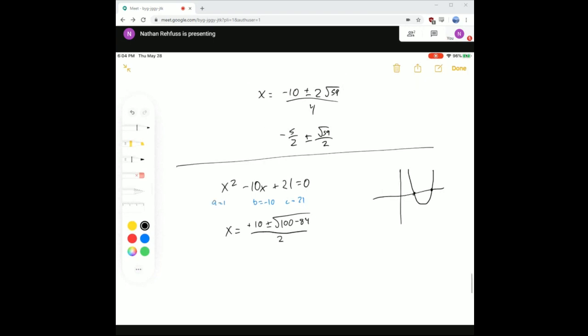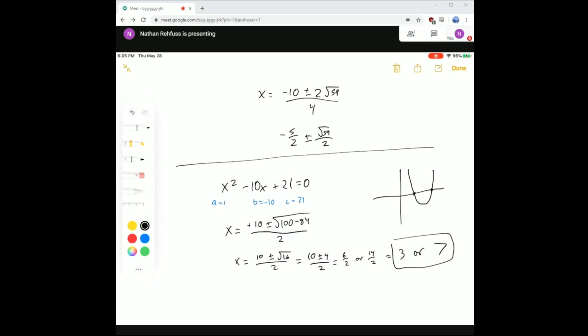So x equals 10 plus or minus 16 over 2. That's 10 plus or minus 4 over 2. So that's 6 over 2 or 14 over 2. That's 3 or 7. Just like you could see from factoring, those are our 2 roots.